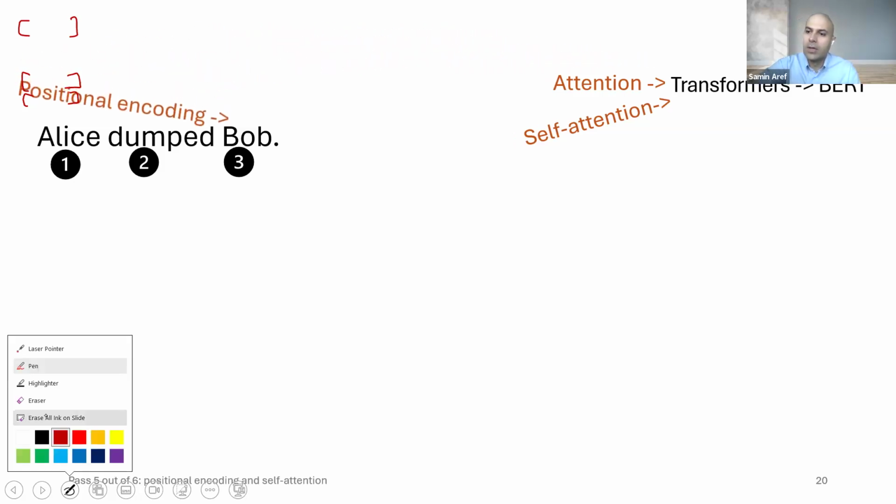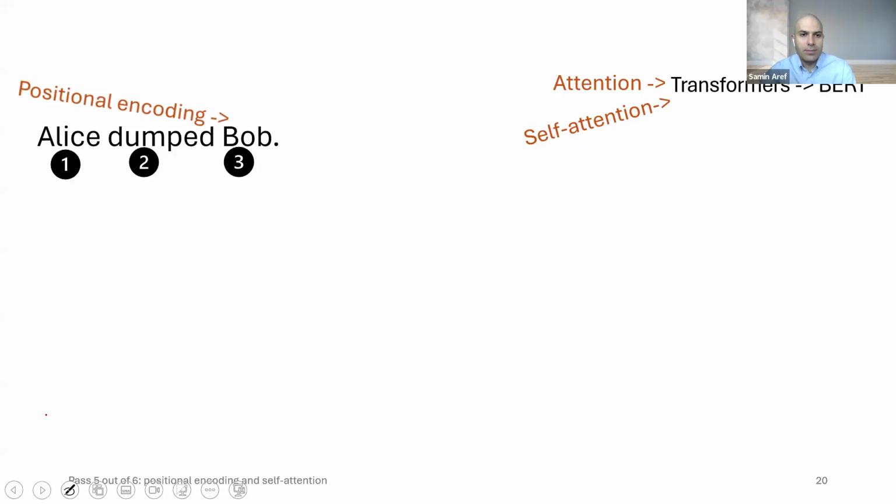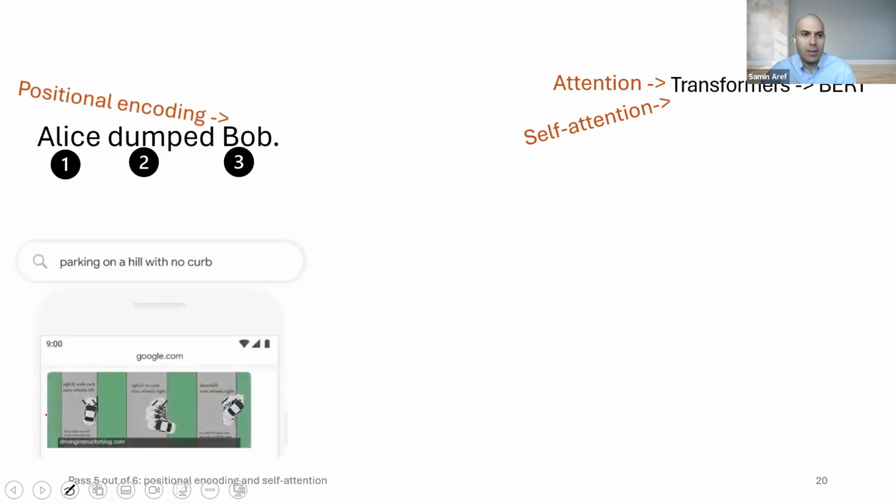All right. Let's now see the attention mechanism. Of course, we have seen it earlier in the previous part when we talked about this example of parking on a hill with no curb. So if you haven't watched that part, maybe you can go back to the previous part where we were talking about the attention mechanism, and see how it allows Google Search to pay sufficient attention to the word no when it is processing this input.